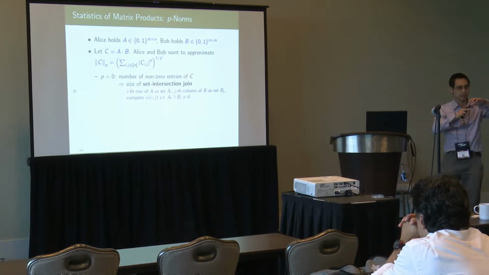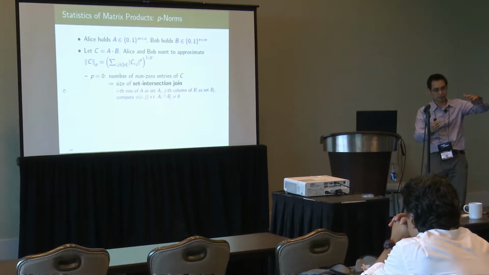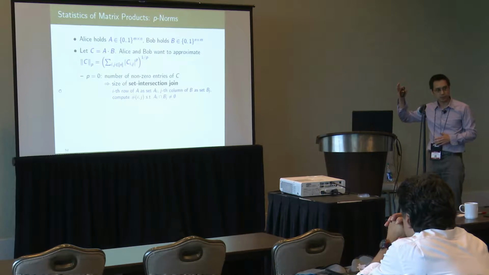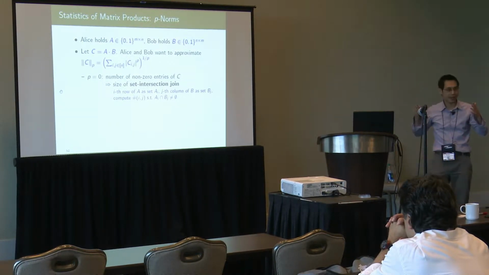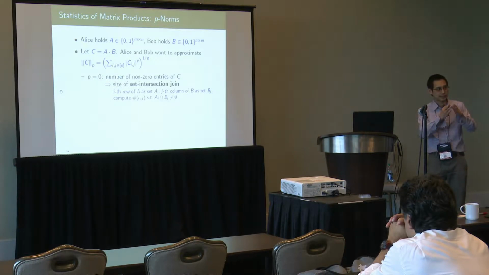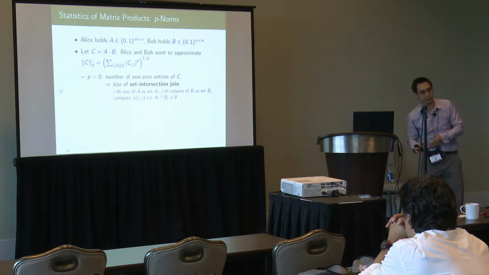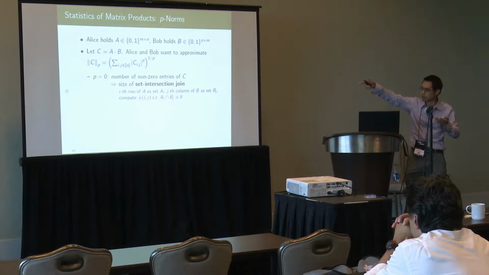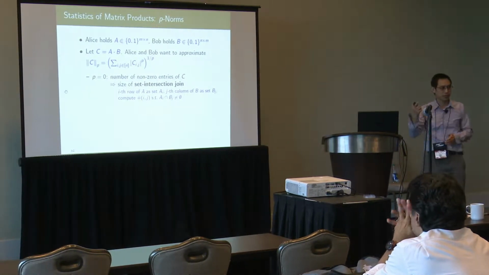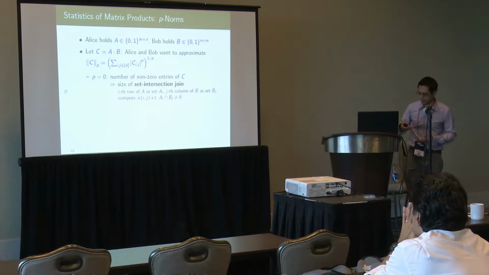If you think each row of A is a set, and each column of B is a set, then this is just the number of pairs i,j such that the set A_i intersects with the set B_j. If you're not familiar with set intersection join, I will give you an example in the next slide.